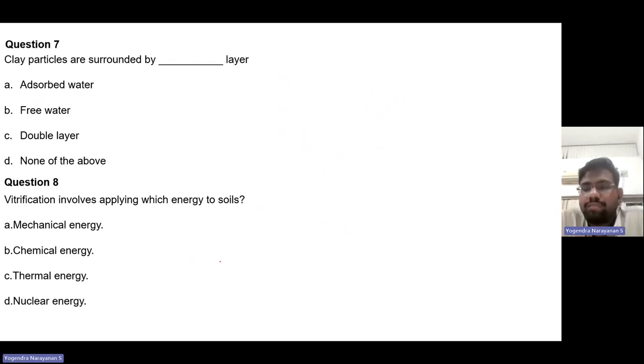To answer this question, let me complete the question. Clay particles are surrounded by dash layer. Option A, adsorbed water. Option B, free water. Option C, double layer. Option D, none of the above.